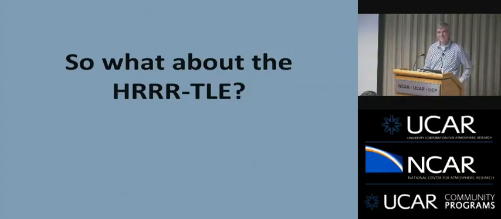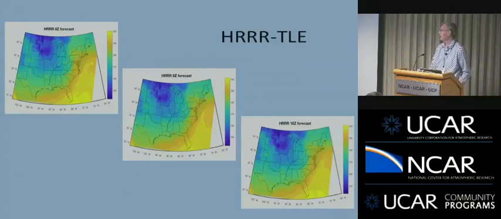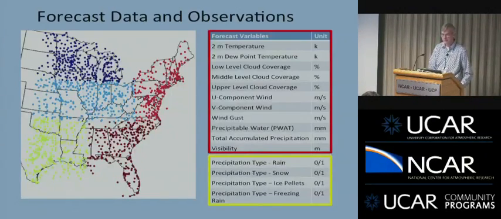What about the HRRR-TLE? So, as you may or may not know, it's a time-lagged ensemble. So here's an example where you have the 8, 9, and 10Z forecasts, and you want to put them together to create an ensemble. Tim has actually been collecting the data, which he's finished collecting. And so these colored circles represent the different regions that we're going to do the evolutionary programming training in.